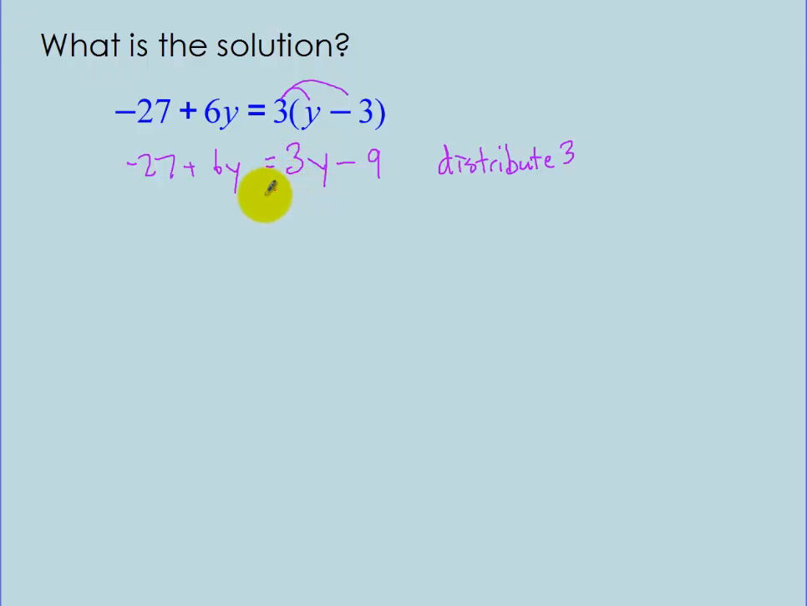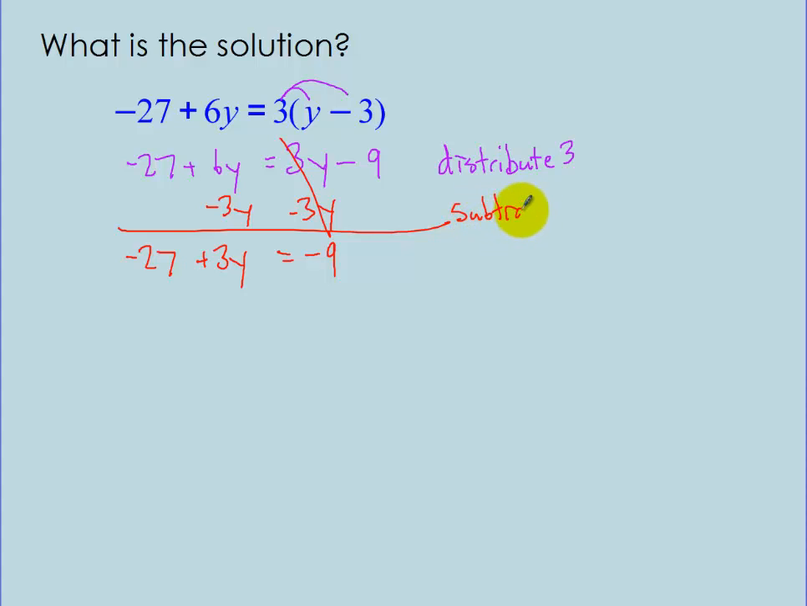Now my next step, let's see. I have 2 y's. I only want 1 y, so I'm going to subtract one of those y's. I'll get rid of the 3y because it's smaller. You can choose to get rid of the 6y. Both will work. So you subtract that 3y on both sides. It cancels out on the right. You get negative 9 equals negative 27 plus 3y, since 6 minus 3 is positive 3. We subtracted 3y. Next, to get y by itself, add or subtract, I want to add.